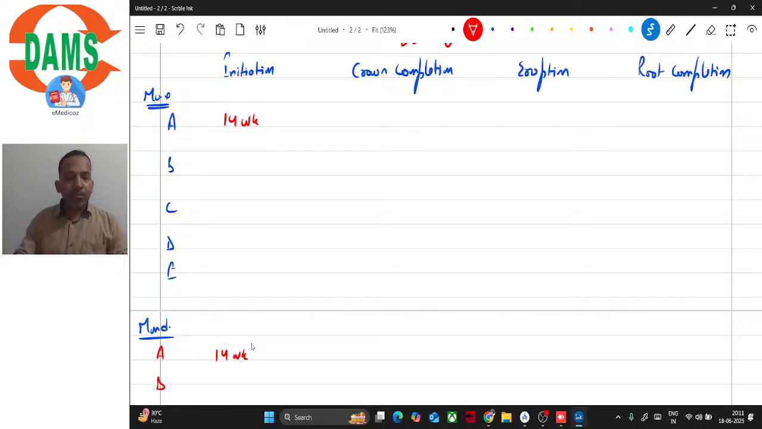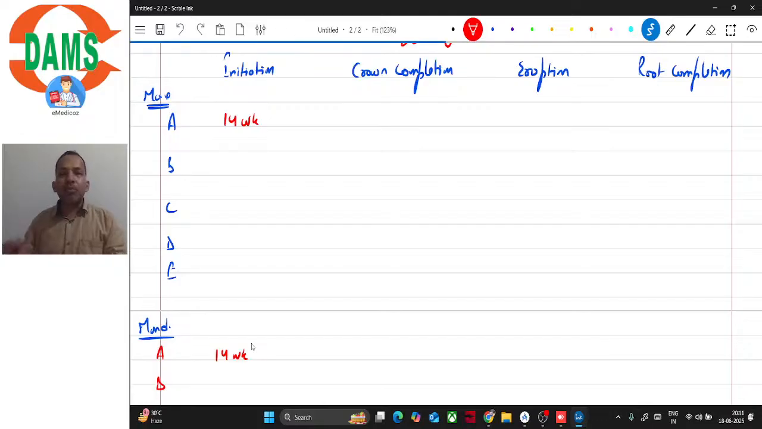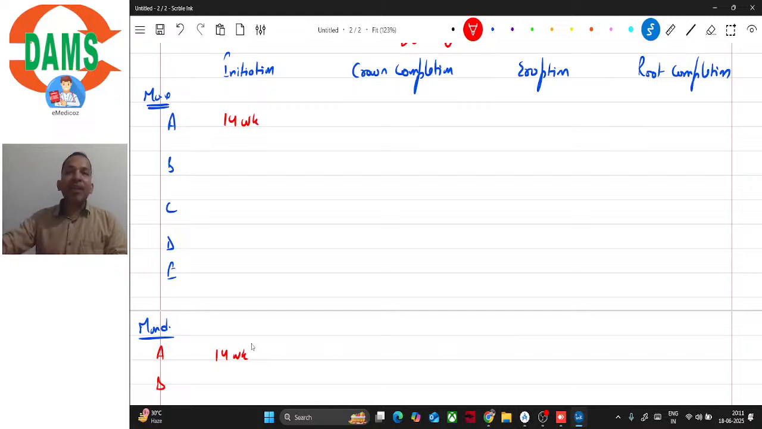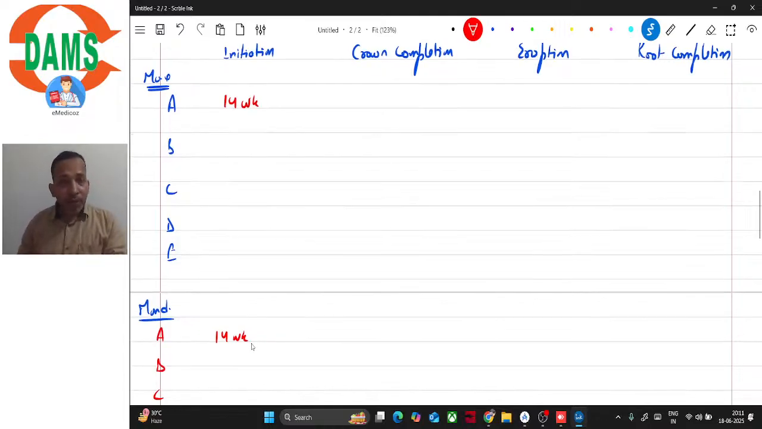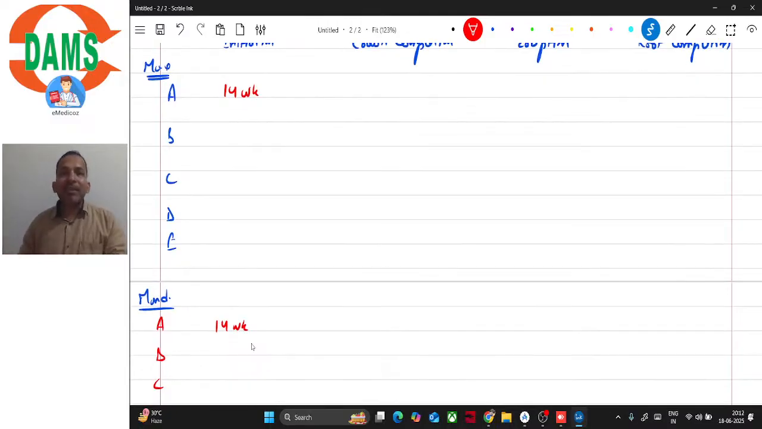Now, how do we remember these dates? Because there are 10 teeth, so there will be 10 dates. So how do we remember these 10 dates? Just remember that these initiate every next week, right? So 14, 15, 16, 17, 18 and 19. You just need to remember these 6 dates, 14 to 19. So on the 14th week, the central incisors, both upper and lower, will initiate.